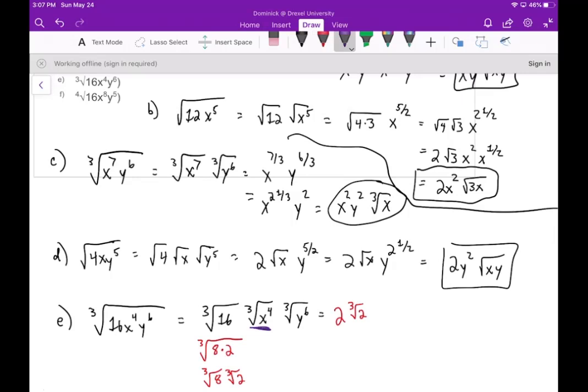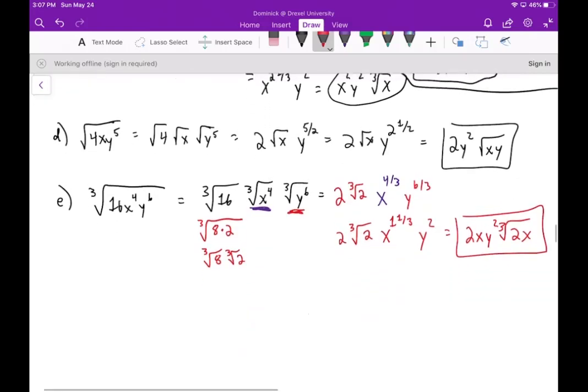Okay, now if I do the cube root of x to the 4th, that's going to be x to the 4/3. And the cube root of y to the 6, that's y to the 6/3. Well, I'm going to get 2 cube root of 2. This will be an x to the 1 1/3. And this will just be y squared. So it looks like for whole numbers, I have a 2x and a y squared. And then inside my cube root, I'm going to get a 2x.